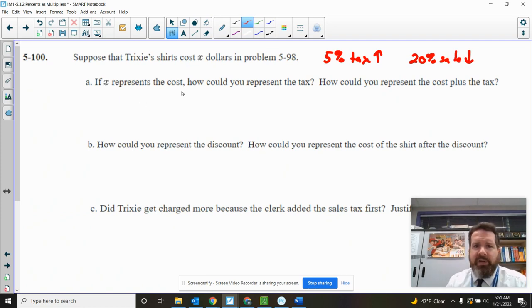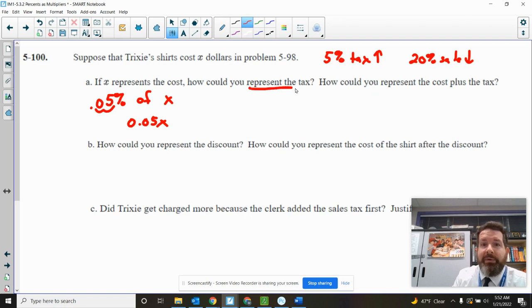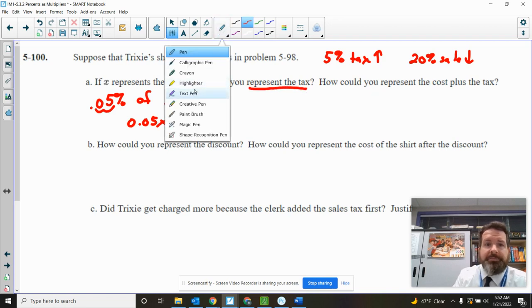So if X represents the cost, how could we represent the tax? When you're representing things, please start with words. It just makes it so much easier. 5% of the cost. So 5% of X. We know of means multiply. We know 5% as a decimal is 0.05. So 0.05X. That's how I represent the tax.